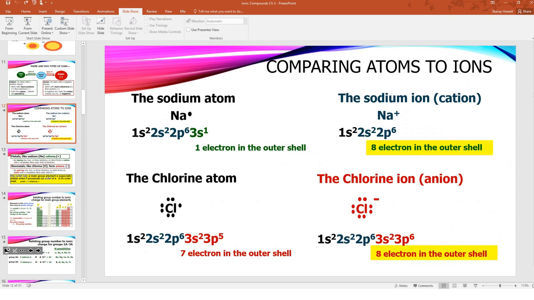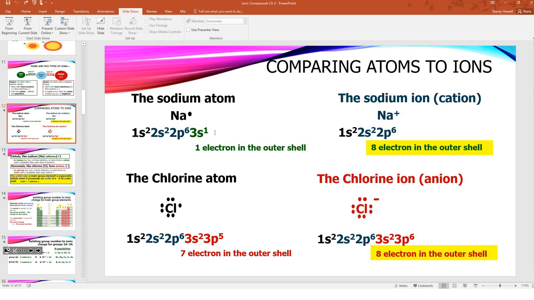Okay, going forward, we compare atoms to ions. If we look at this right now, I've taken the sodium ion and I've color-coded it for you according to shell. So the black is the first shell, the blue is the second shell, and the green is the third shell. You'll notice in the third shell for the sodium atom, there's just one electron.